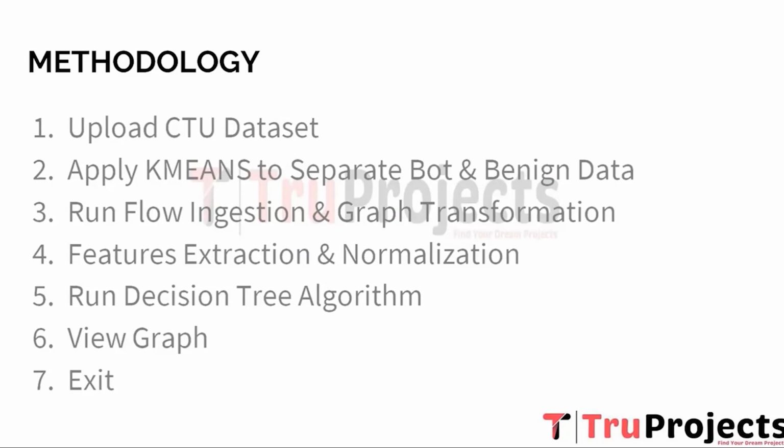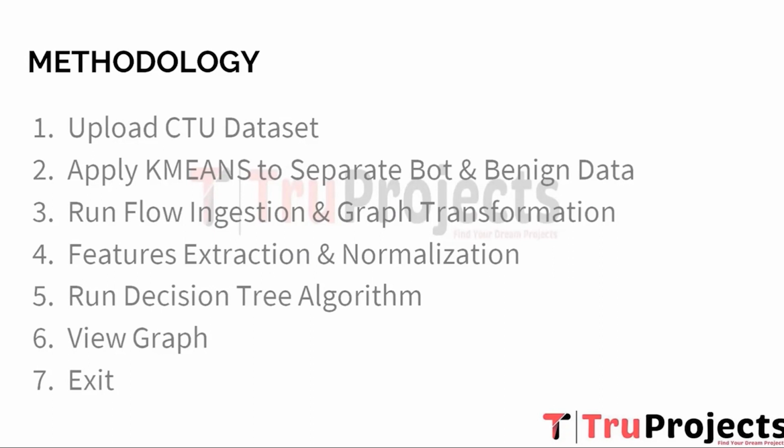Fifth, run the decision tree algorithm. With the graph-based features extracted and normalized, the system proceeds to apply the decision tree algorithm. Decision trees are a popular supervised machine learning technique used for classification tasks. In this context, the algorithm leverages the extracted features to make informed decisions about whether a given network entity or interaction is likely to be associated with bot or benign activity. The decision tree algorithm effectively creates a tree-like structure of decisions based on the extracted features, leading to the classification of network entities as bot or benign.